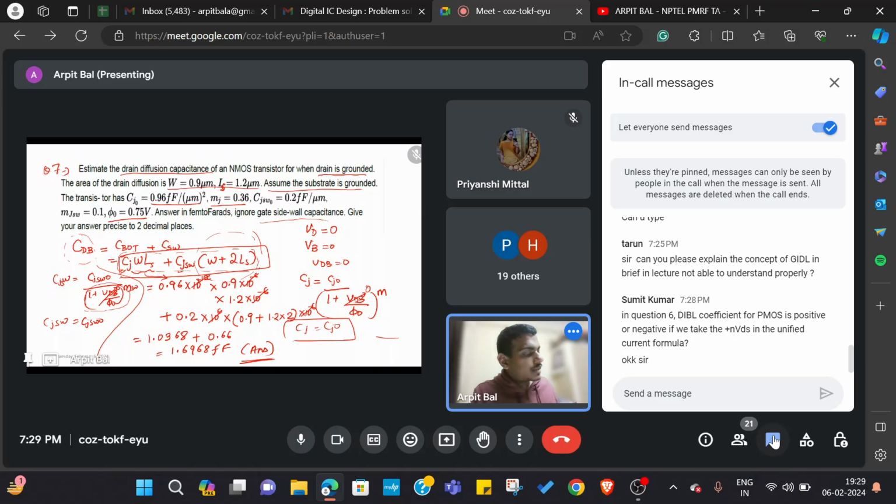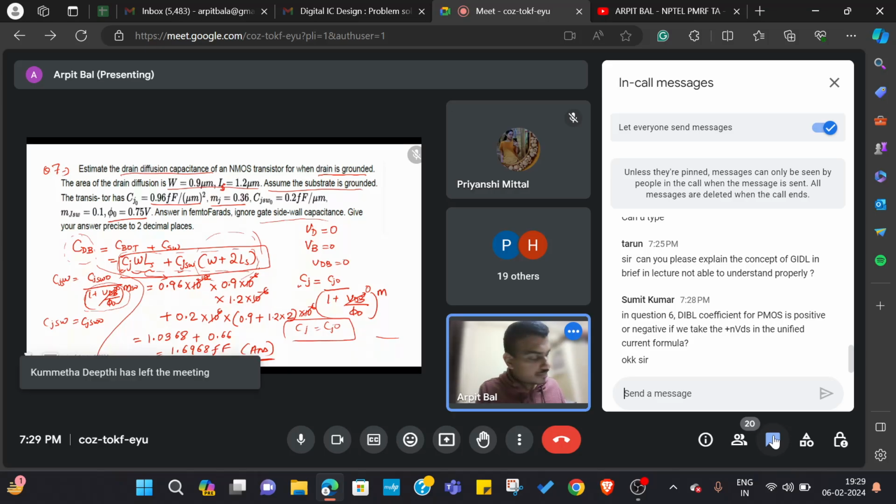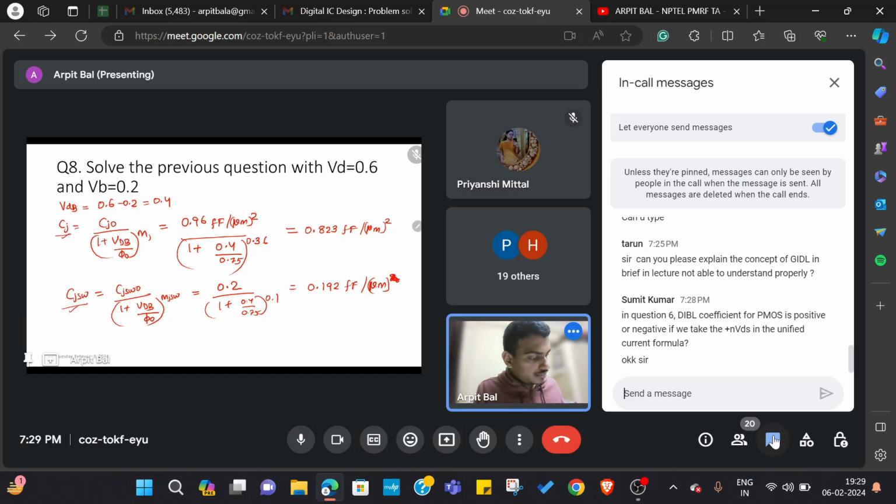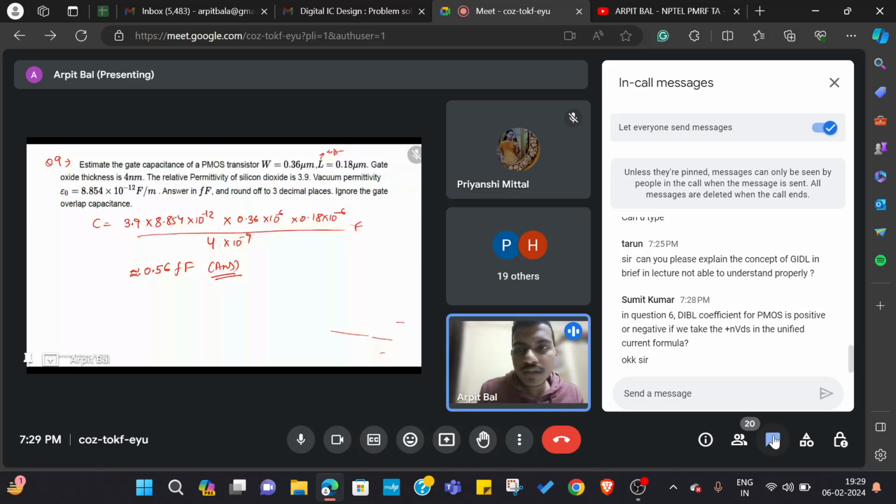In this case we need not calculate CJ, but if it is given that VDB is not equal to 0, then we need to figure out what my CJ is going to be. That is what we did here, and then we just need to substitute these values in the CDB equation. Question 9 was similar to the question we did earlier, that is A epsilon naught epsilon r by d.